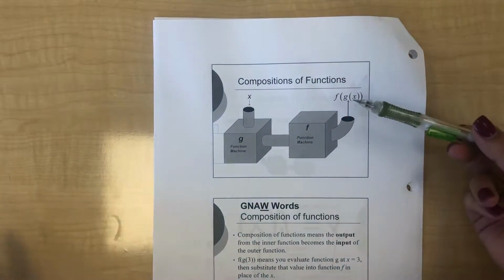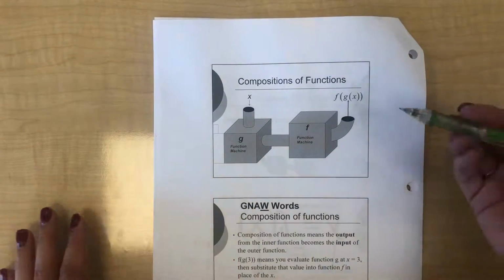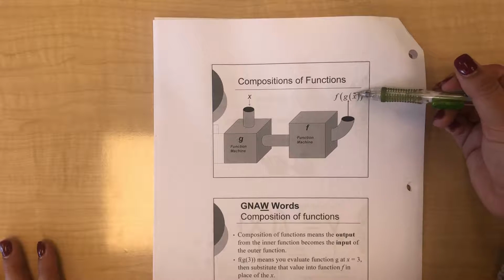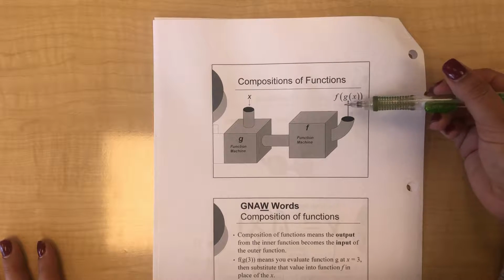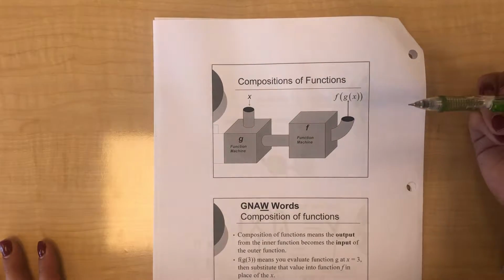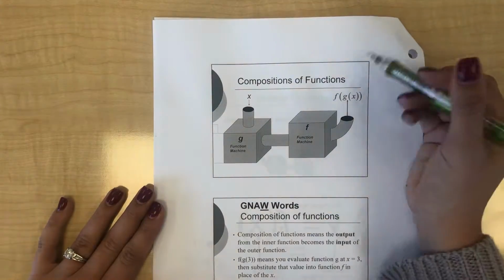So if you see here, previously I said what's in the parentheses is the input, right? So here, x is the input, it's inside the parentheses. But wait a minute, there's another set of parentheses. So g of x is also an input. So what does this mean? I think of it like a little function machine.